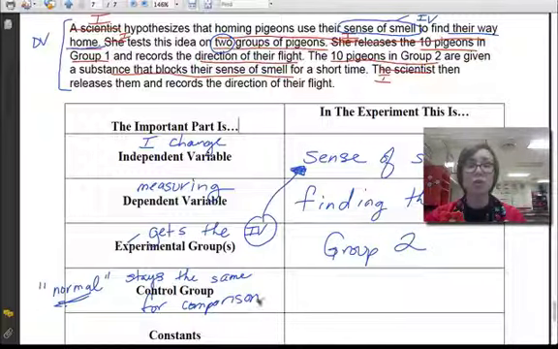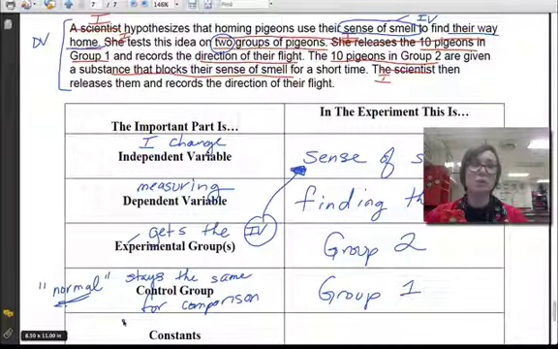My control group, again, is the normal group. It's the group that I don't do anything to. So if I look back up here, I know that group 2 I manipulated. Let's see if we did anything to group 1 again. It says I just released 10 pigeons and I recorded the direction of their flight. So I'm not doing anything to their sense of smell. So that means group 1 has to be my control group.